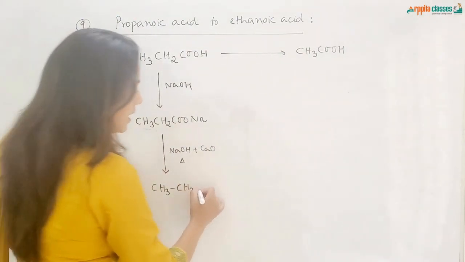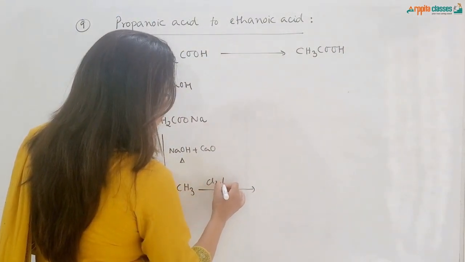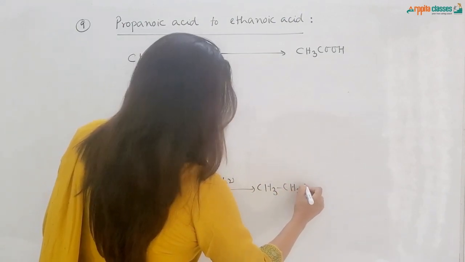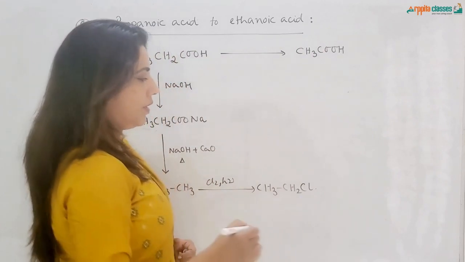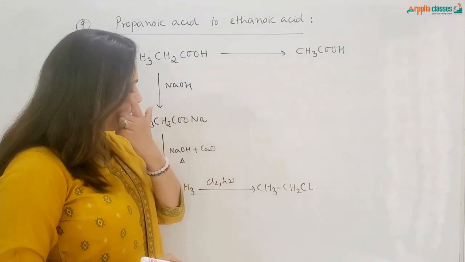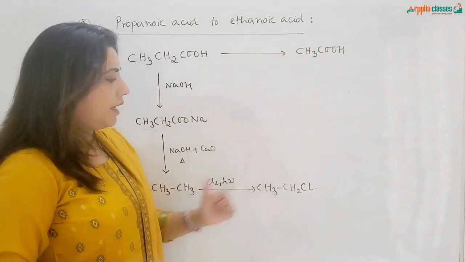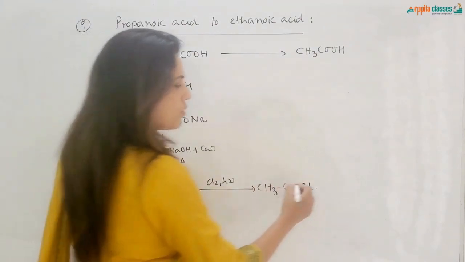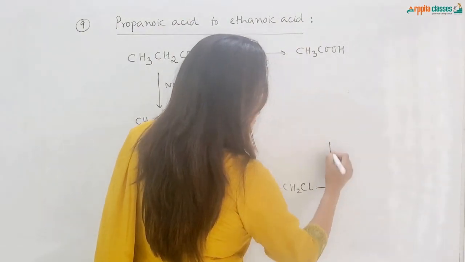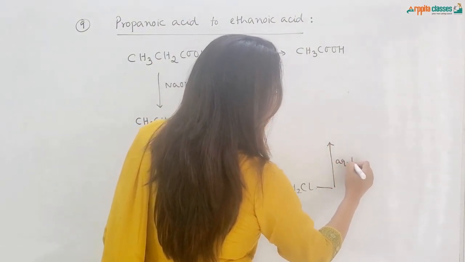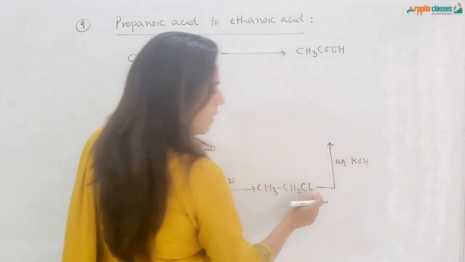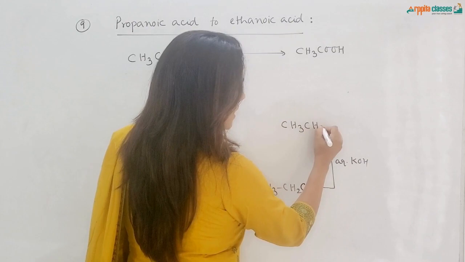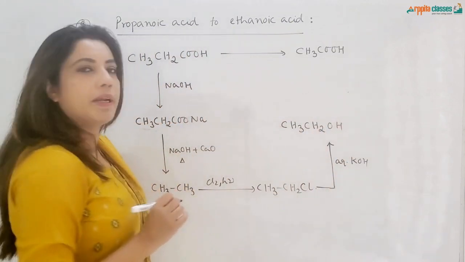Now this ethane is treated with chlorine in presence of light. This will give you CH3CH2Cl. Now I will treat this with aqueous KOH. So this Cl will be substituted by OH and I will be getting CH3CH2OH. So I got a primary alcohol.